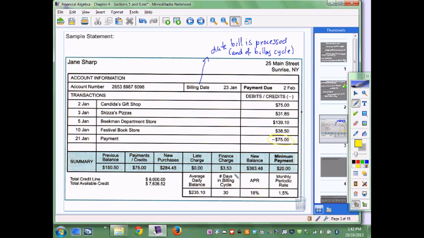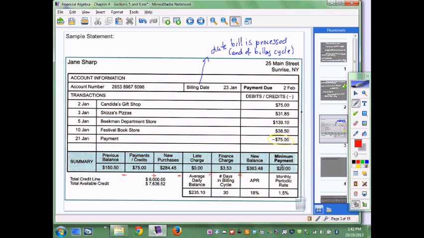Then you have a summary section. It could be at the top of the statement or at the bottom of the statement. It's not thrown in the middle. It's always at the front or the back. And that's where you see all these things that we were just talking about and defining. We have the previous balance, your payments, new purchases, late charge, finance charge, new balance. The new balance is the first column minus, plus, plus, plus equals. So you add up all the charges, subtract your payment, and you get your balance.